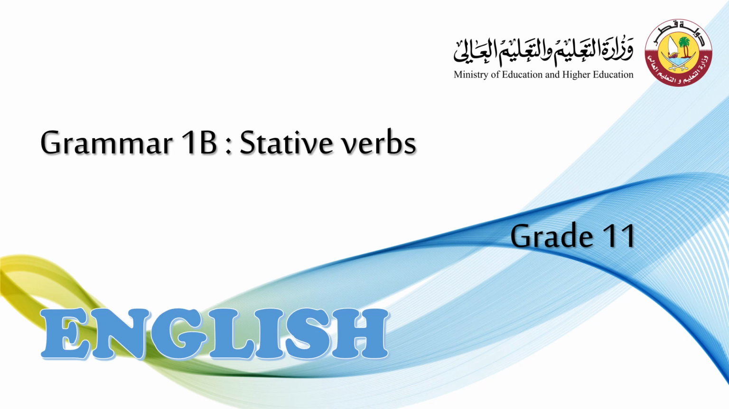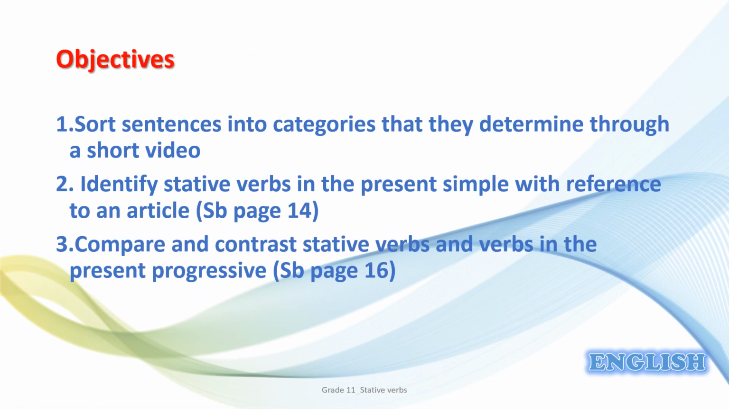Today we'll be looking into state of verbs. In today's lesson, we are going to accomplish hopefully 3 main objectives. First, you will sort or classify sentences into categories that they determine through short video. Second, identify state of verbs in the present simple with reference to an article on your student book page 14. And finally, compare and contrast state of verbs and verbs in the present progressive on your student book page 16.